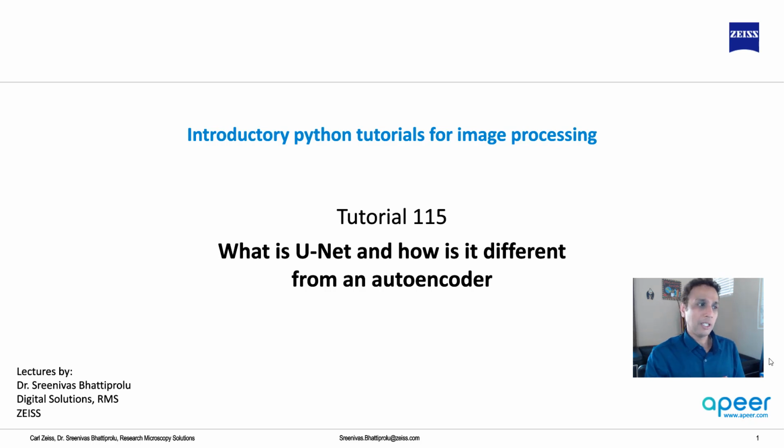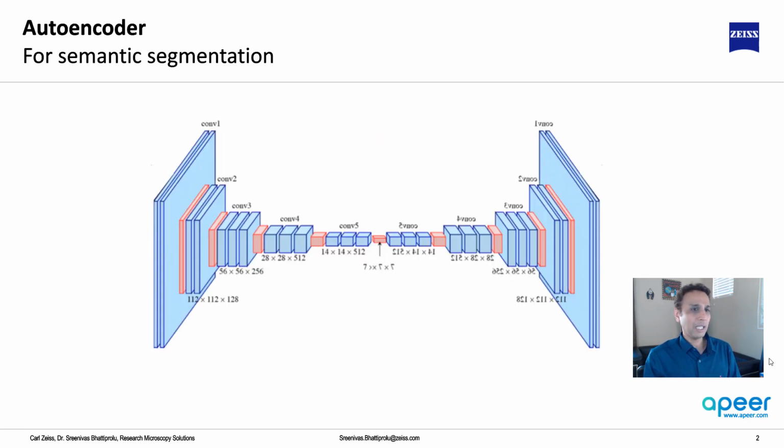So in this video, let's learn about UNets and how they are different from an autoencoder, or maybe I should have phrased it as how they are similar to an autoencoder. Like, what is the limitation of an autoencoder and how do UNets fix that limitation? Let's understand that. So first of all, let's have a quick look at our autoencoder.